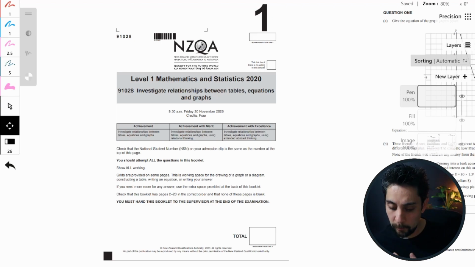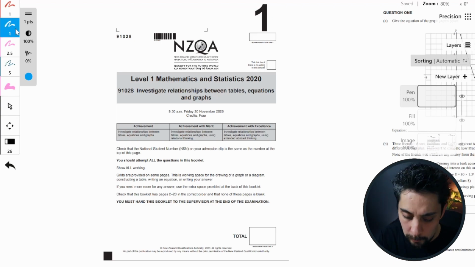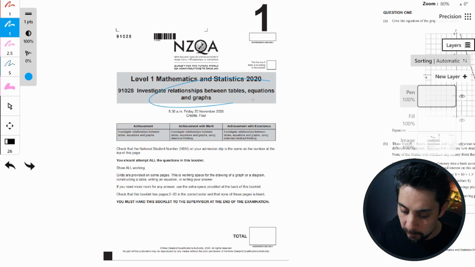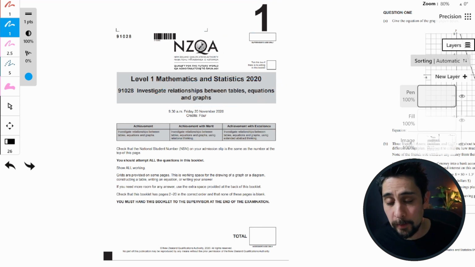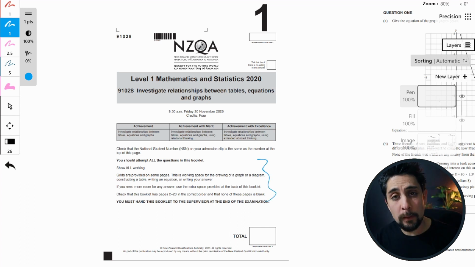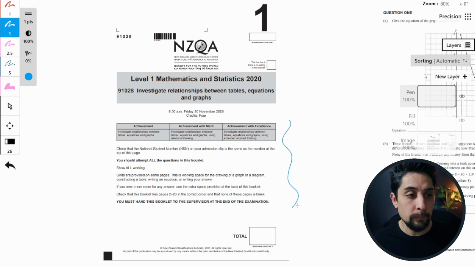So we're going to start off with the front page. As usual, we have here that it's level 1, it's from NCEA, nothing interesting there. Tables, equations, and graphs, we are setting the correct exam. It is from 2020 and there are 4 credits for this. All of this stuff you should be going through with your teacher well before the exam, so make sure you do understand what all of this stuff is about.